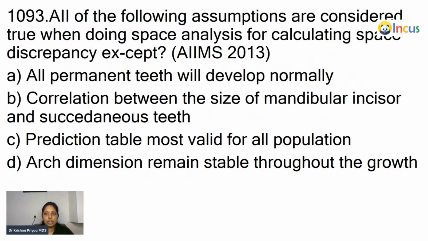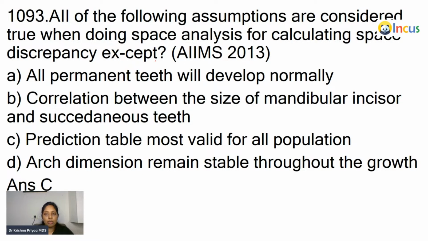All of the following assumptions are considered true when doing the space analysis for calculating the space discrepancy. So the keyword here is except. So everything is true for space analysis except: all permanent teeth will develop normally; correlation between the size of the mandibular incisor and the succedaneous teeth; prediction table most valid for all the population; arch dimension remains stable through the course.